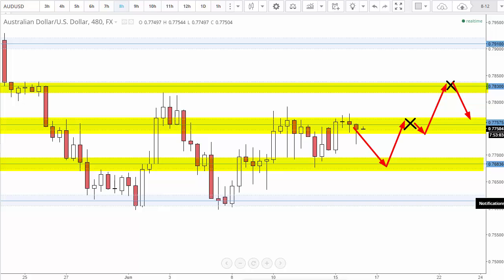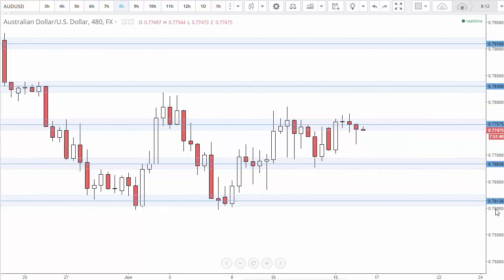If sellers manage to push down to here and indecision forms here, if buyers show me they're taking control of price, if that is what the price action is showing me, I will be looking to take a bullish reversal trade. And also my other area is the 0.7610, which is down here.